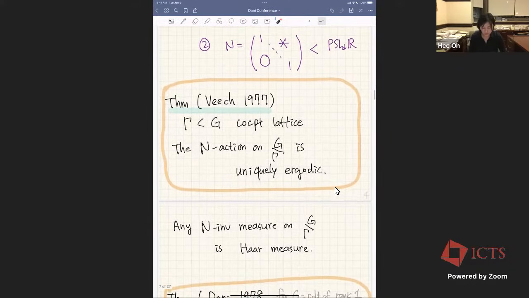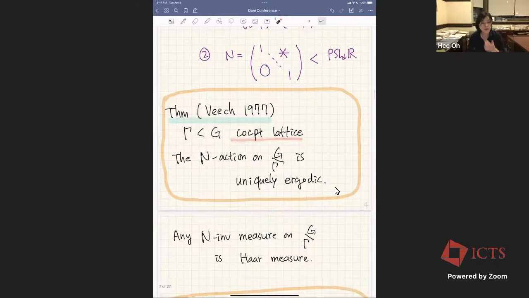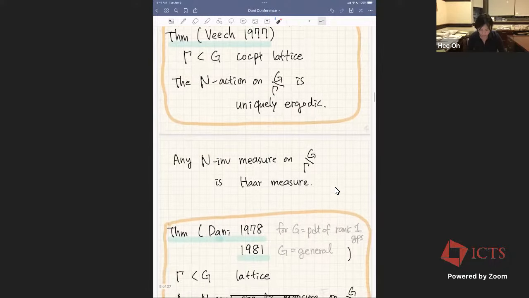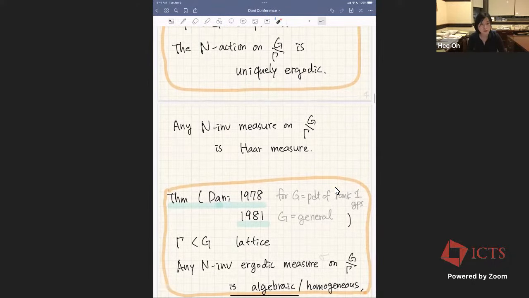Okay, so now if gamma is not a co-compact lattice, but just a lattice, a non-uniform lattice, then unique ergodicity fails. So there are actually other measures which are invariant under N, which is not a G-invariant measure. But in this case, Dani gave a full classification of those N-invariant measures.